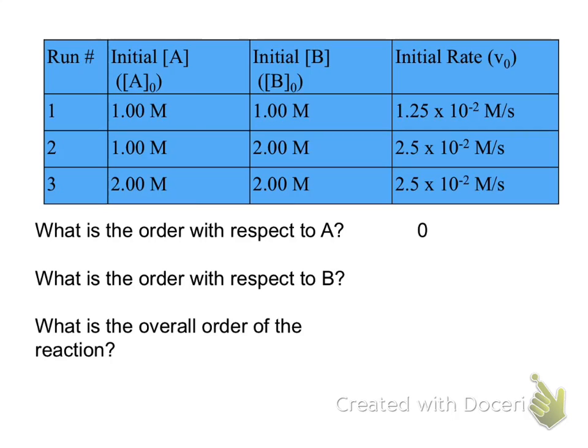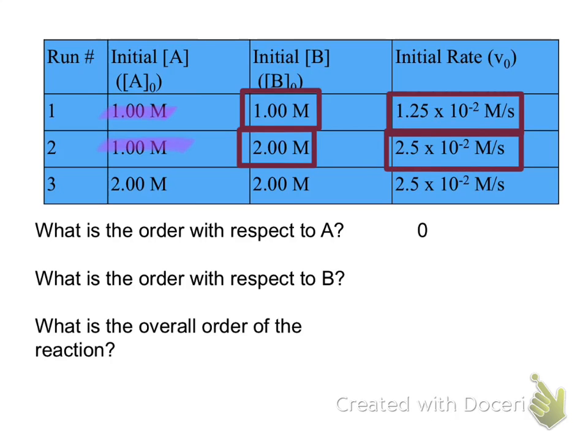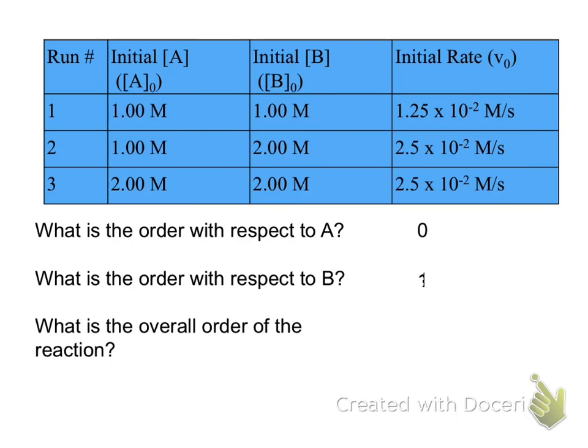So we got to hold A constant. Hold A constant. We only want to change one variable. With B, then, we're going to go from 1 molar to 2. What's the effect on our rate? Well, it was 1.25 times 10 to the negative second, and it doubles right there. So our rate with respect to B is 1. So the overall reaction order is 1.